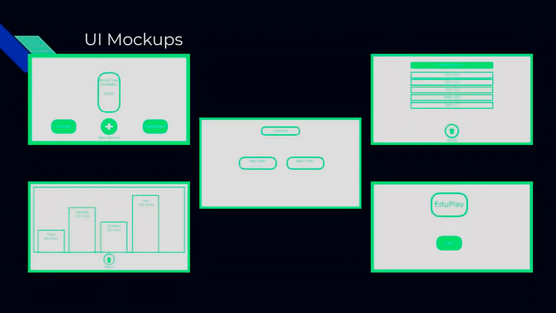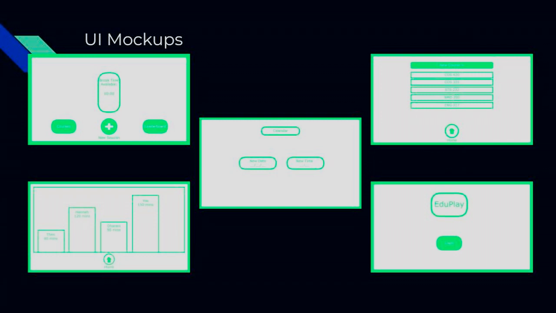UI mockups. Here we have some of the UI mockups that were initially designed for the app. In the top left, we have the break timer, which allows you to start a new study session, display the time that you have available for a break, as well as two buttons to take you to the course page and the leaderboard page.